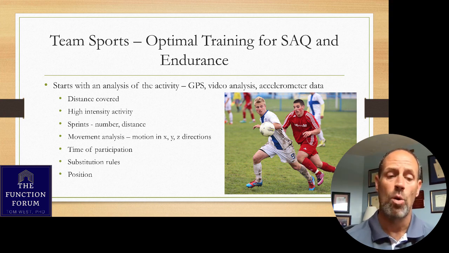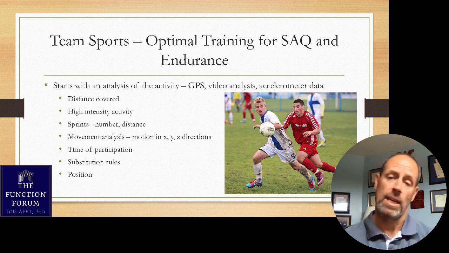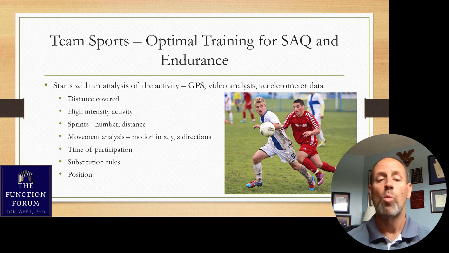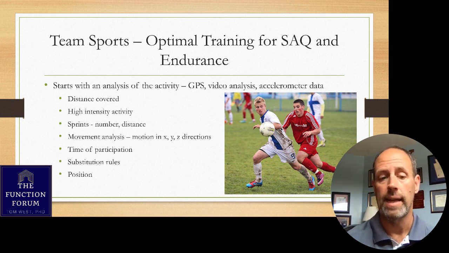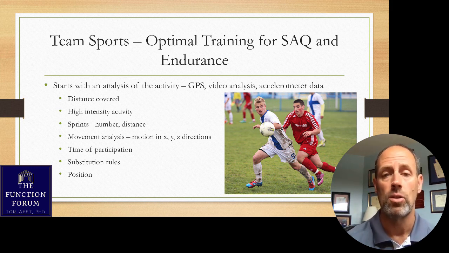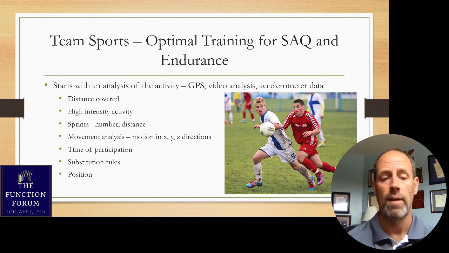They'll look at, again, how often do they sprint, how many times do they sprint in a given game, what is the average distance of that sprint. And again, we can use that information to guide our training program development.